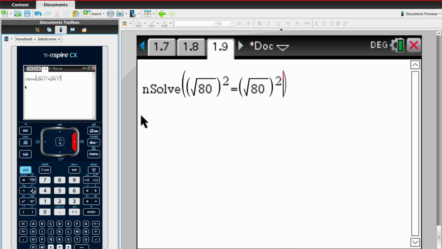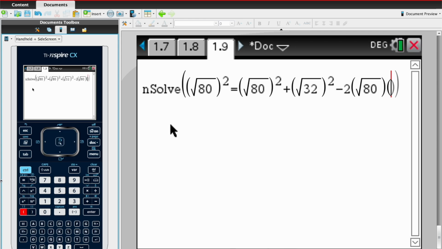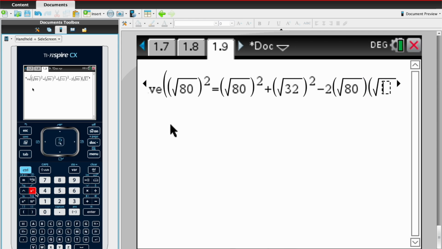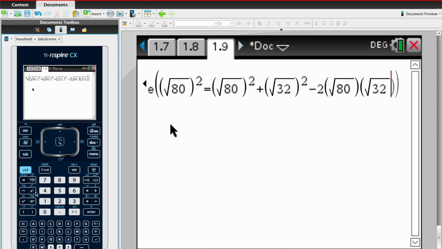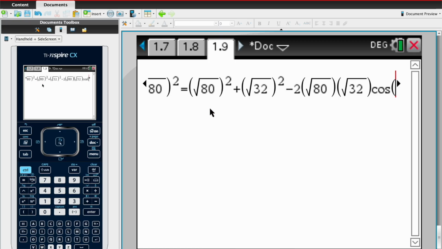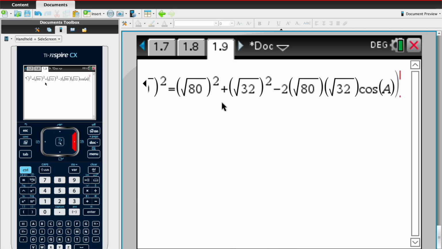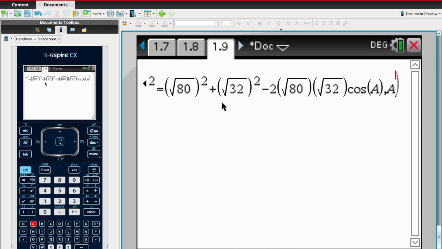a squared plus b squared, and b squared was again root 32, which we want to square. So a squared equals b squared plus c squared minus 2, and now we have root 80, 2b c, just root 32, 2bc, and cos a. And we can just call it a like this. All right, now ask the calculator to solve for a, and I think we're good.